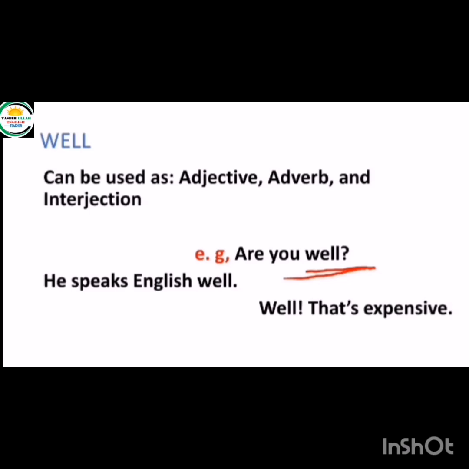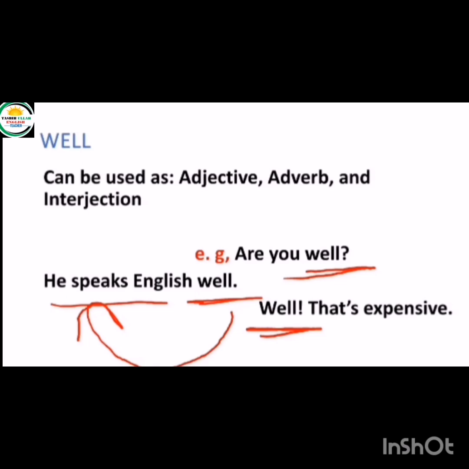Okay, and in the second example, well is used as an adverb because it modifies the meaning of a verb, and a word that modifies the meaning of a verb we call an adverb: he speaks English well. And in the third example, well is used as an interjection because it conveys some strong feeling. A word that conveys some strong feeling or emotion, we call an interjection in the parts of speech.